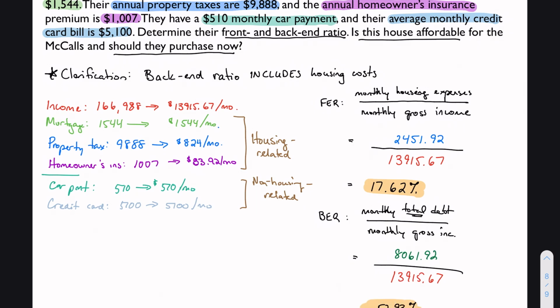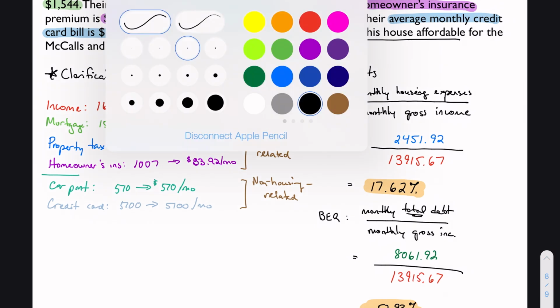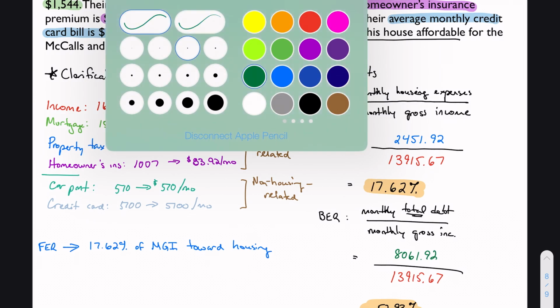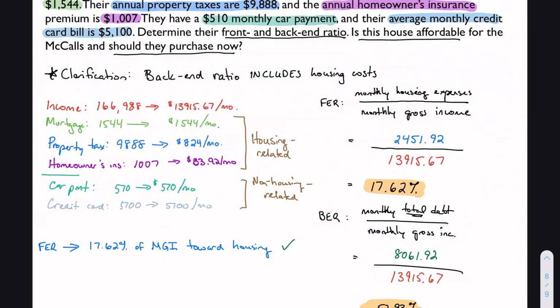So let's interpret what this means. What is the front end ratio telling me? Well, the front end ratio is telling me that 17.62% of, I'll just use MGI for monthly gross income, would be going toward housing costs. The bank says, yes, this is affordable. This is really good. This is within my 28% ballpark, so we're great.